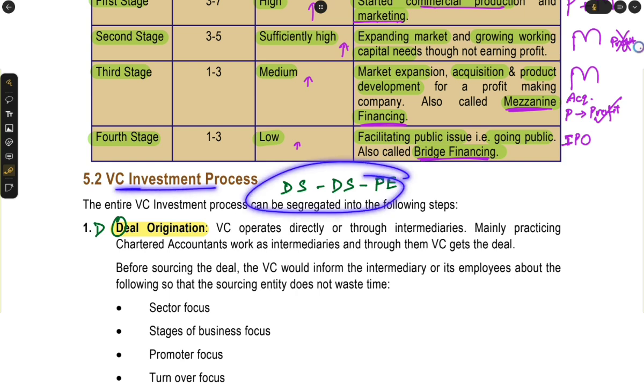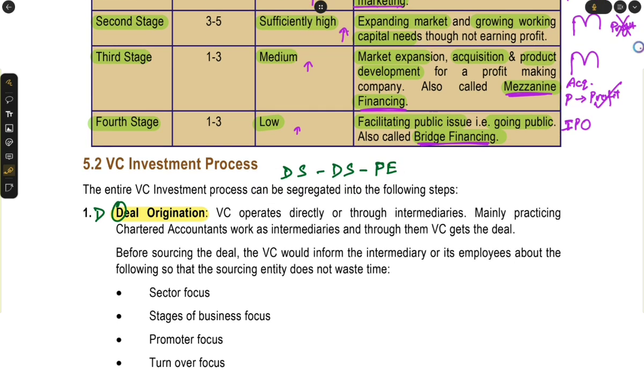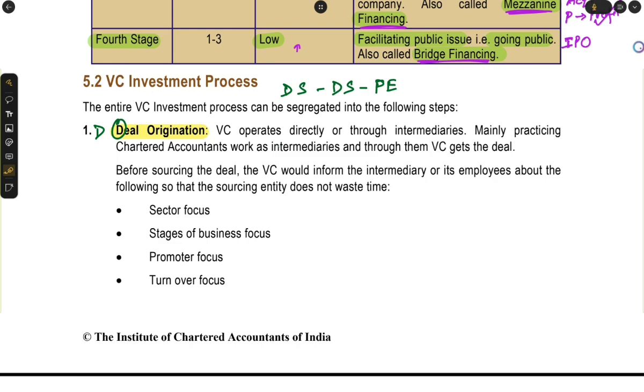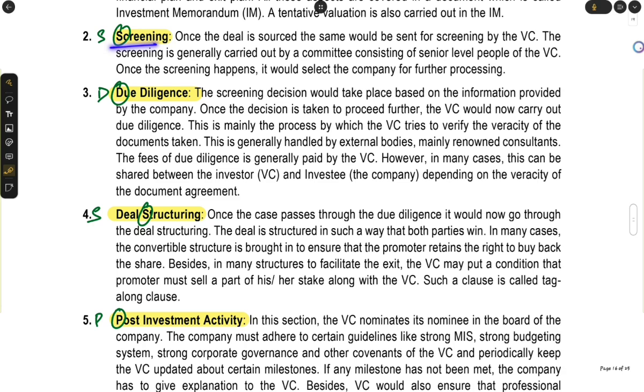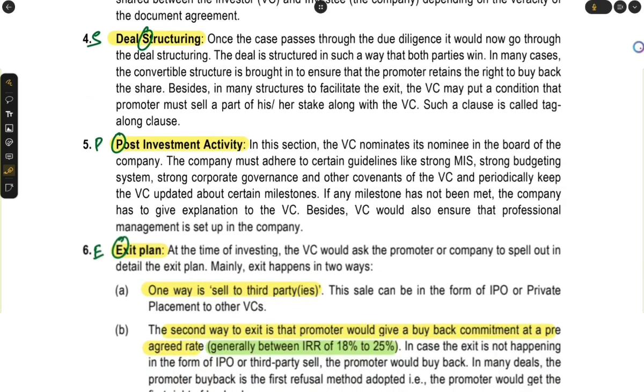Then we see the investment process. I have made a short form, DSP, because this is a stepwise process, so I couldn't break this short form into letters in any other order. First is deal origination. If you want to read, you can pause the video and read a little, but there is no need to read between the lines. Deal origination, then screening and due diligence, then deal structuring, then post investment activity, then exit plan.